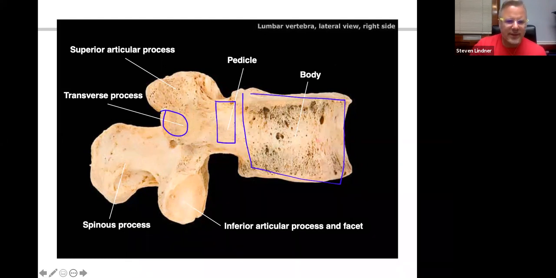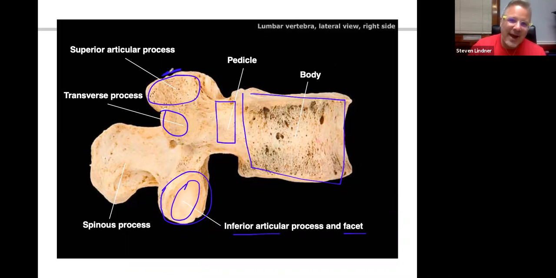And now, this is really nice. You can see it pretty good here. This is the superior articulating process, and then there's an inferior articulating process. And then on each process, that's where you have the facets. So this smooth surface is the inferior articulating facet. And then on the inside of there, that would be the superior articulating facet. Then you have a short, knobby transverse process. So when you see the short, knobby spinous process and a large vertebral body, that's a lumbar vertebra.